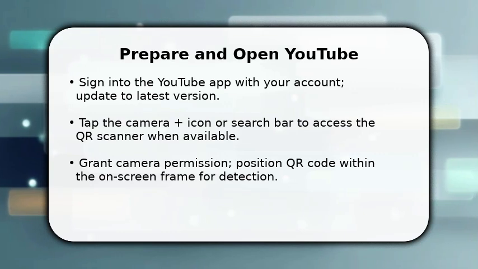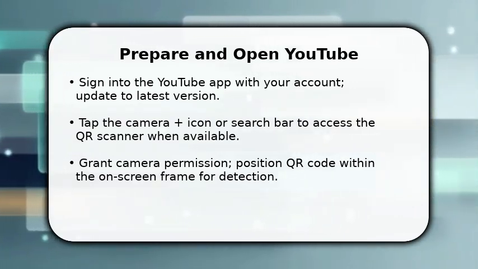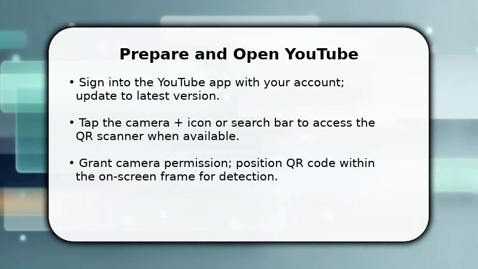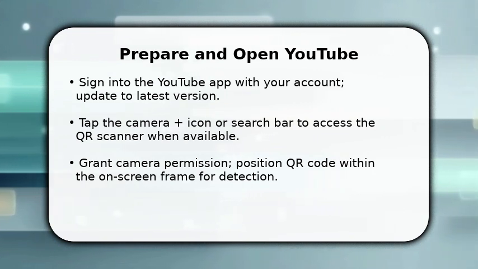You start by opening the YouTube app and signing in so personalized features work. Once done, make sure the app is updated. Updates often add the QR scanner. Tap the camera or the search bar QR icon to launch scanning mode and grant camera permission if asked.